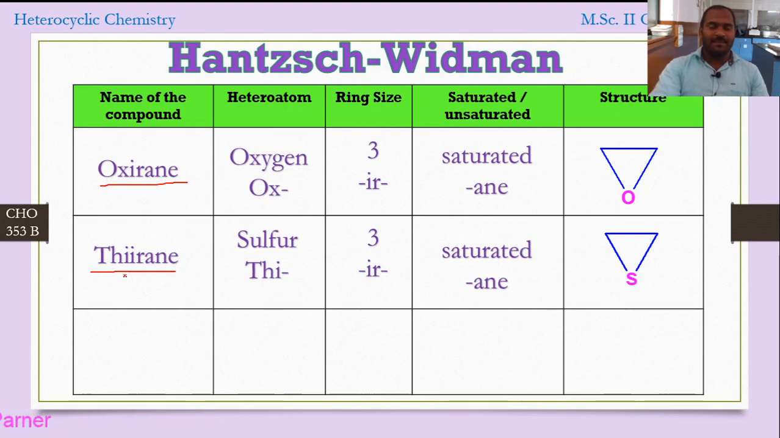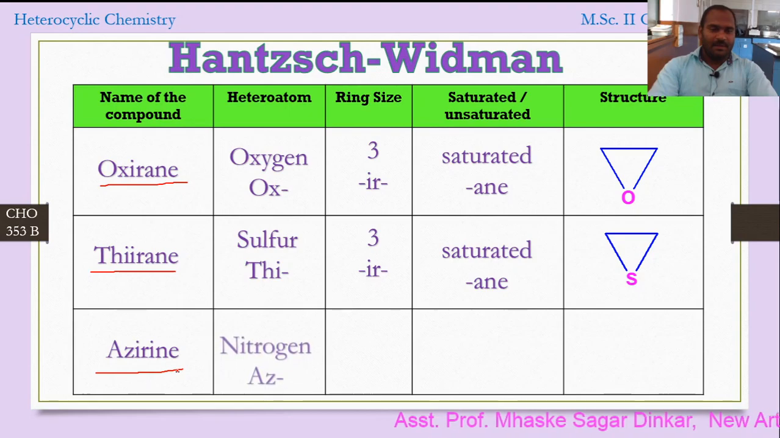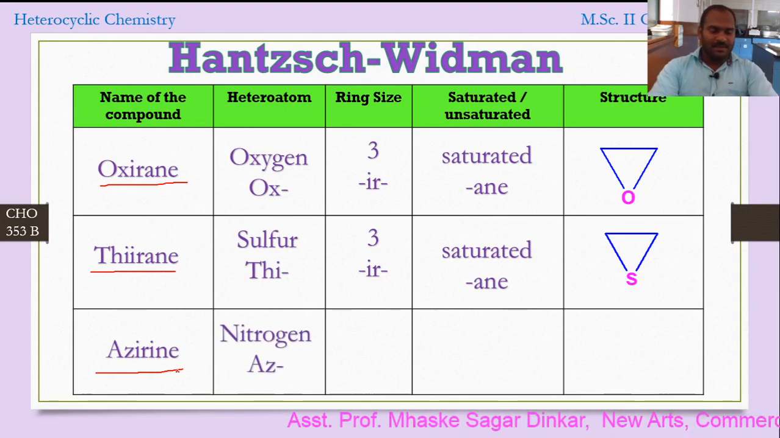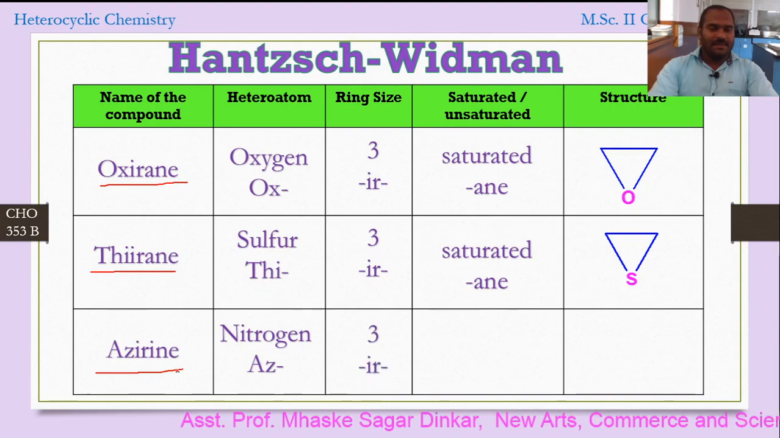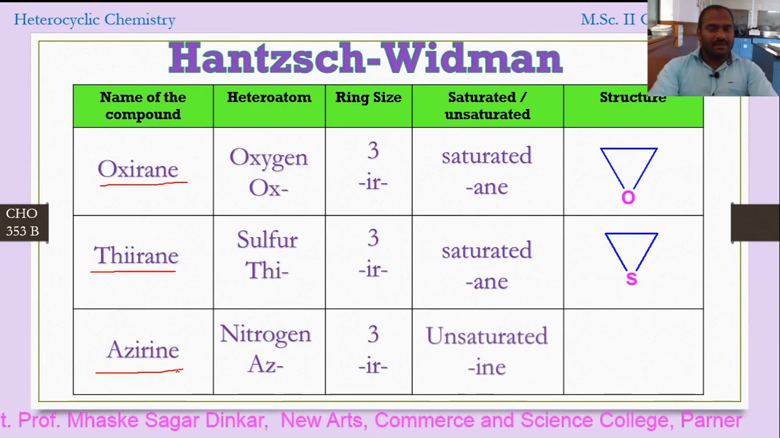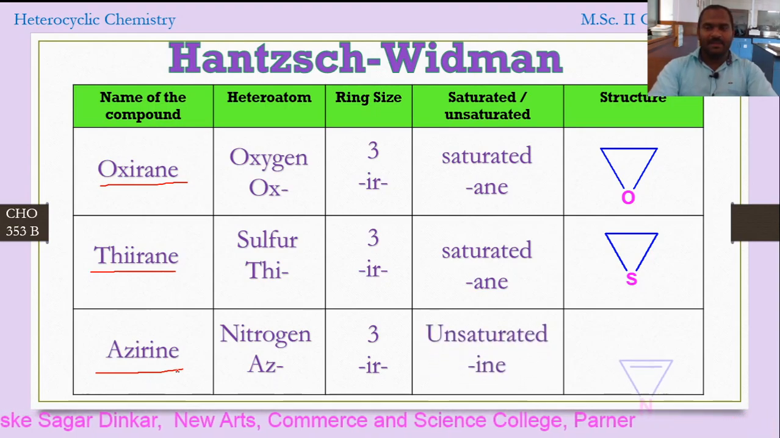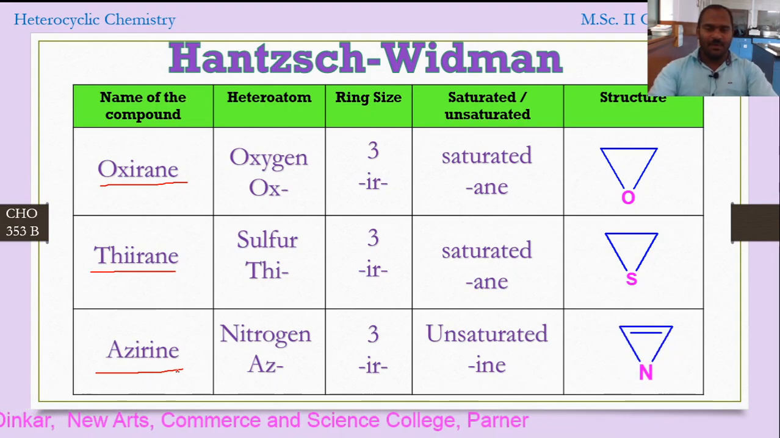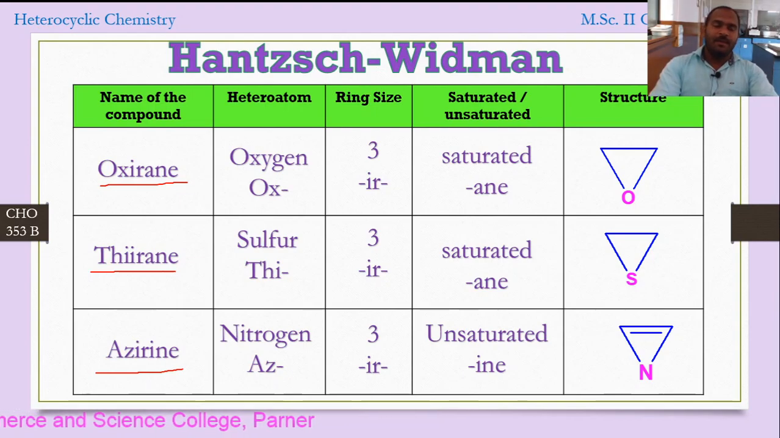Now let's take one more example for this, azirine. Now you will be easily able to draw the structure from this. What is the heteroatom? Nitrogen, because aza. What is the size? It's three-member, therefore IR, and INE means it is unsaturated, so we have this as the structure. So from this name we can convert it into the structure. In this lecture we have seen a few more examples for the nomenclature system of heterocyclics.